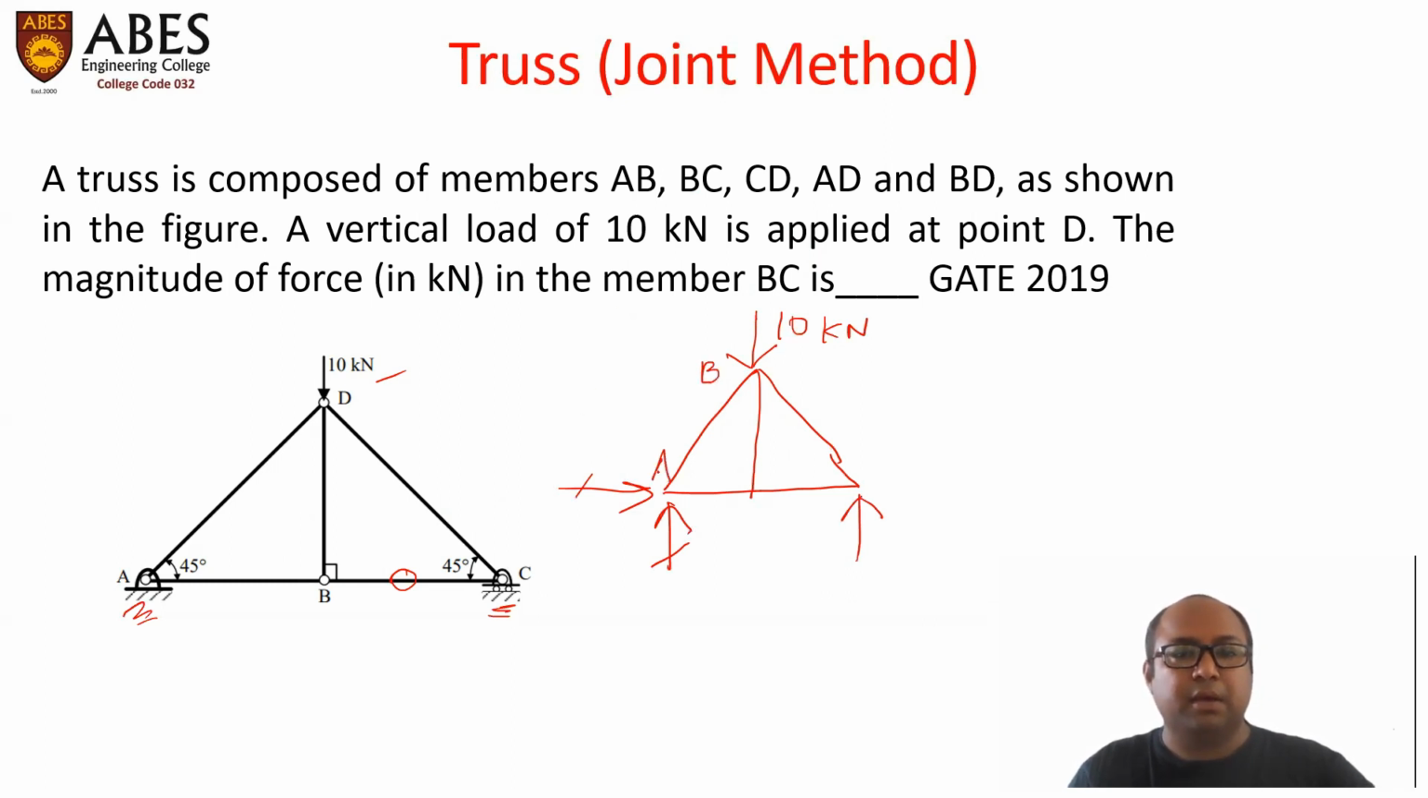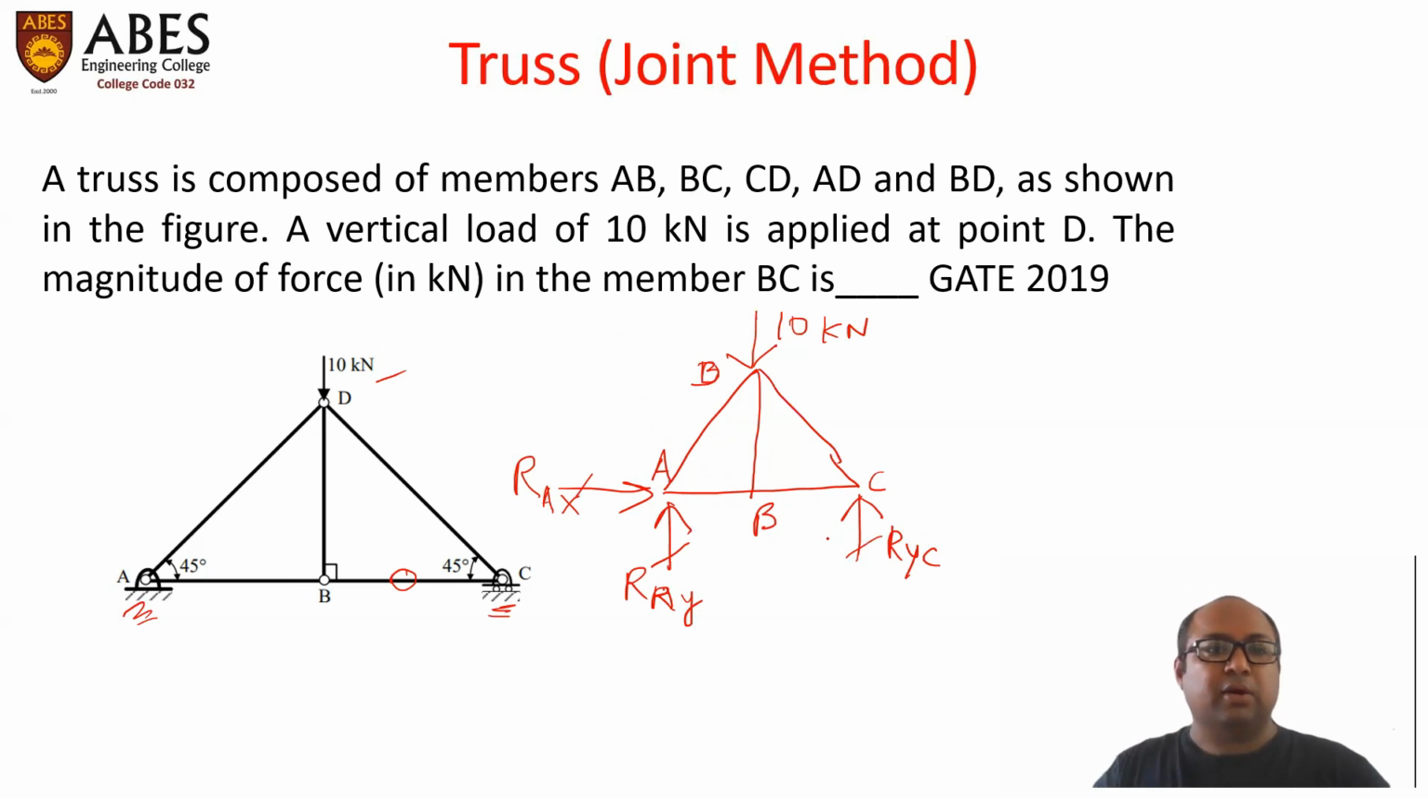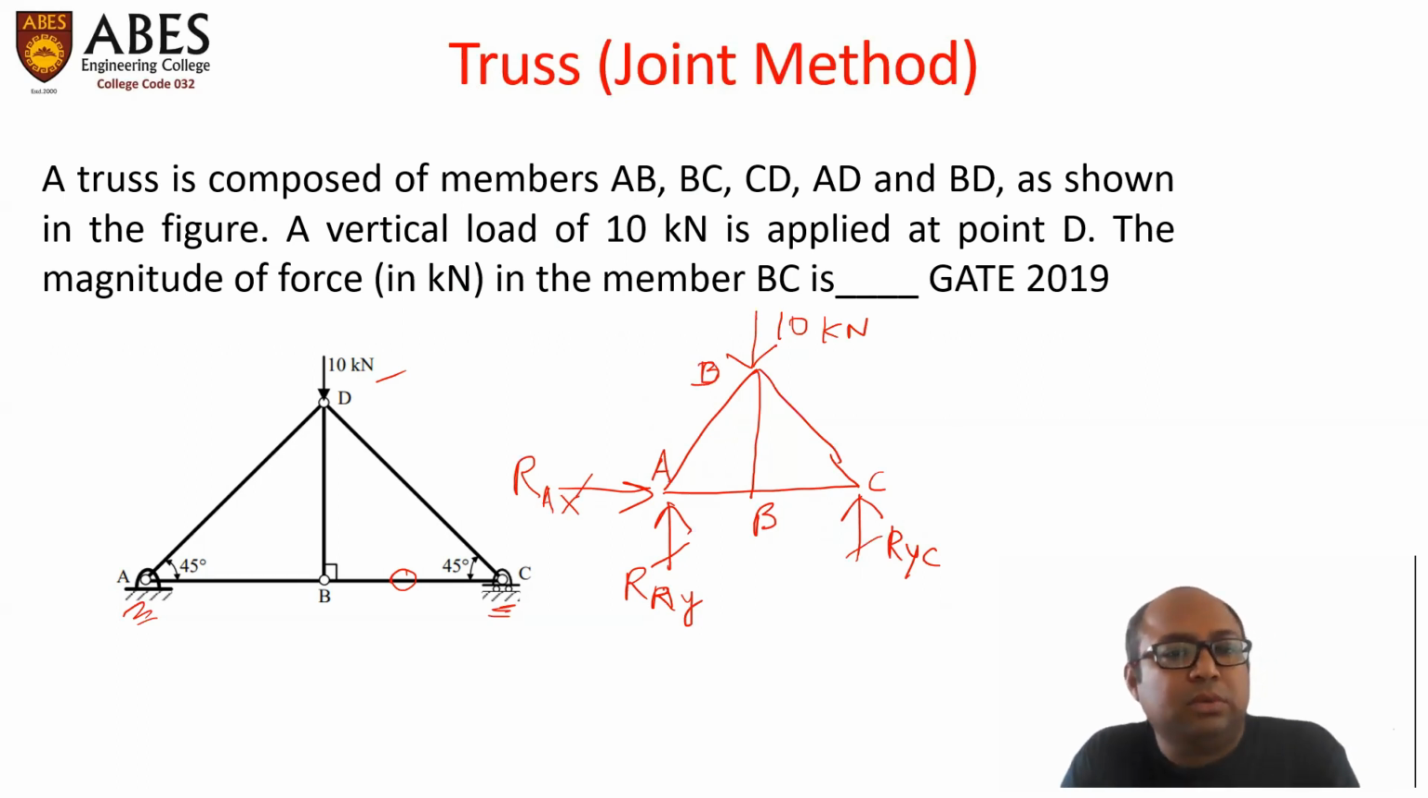This is D, okay? This point is A, this point is B, and this is C. This reaction is the horizontal reaction at A, because this is a pin support, and this is the vertical reaction at A in the Y direction, and this is the vertical reaction at C. The reactive forces are given a symbol by cutting the arrow.